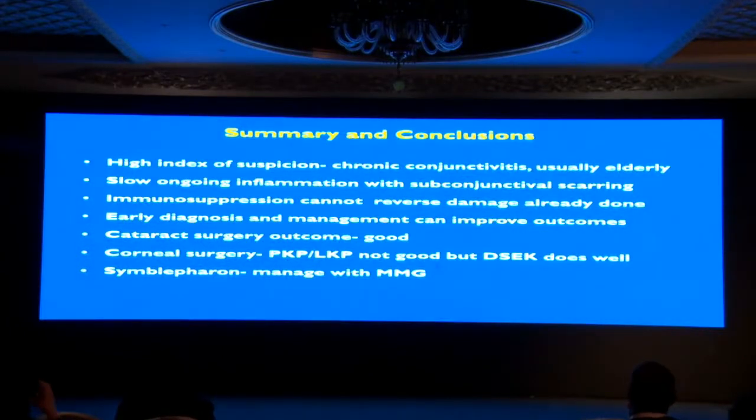So, summary, because Vinay requested us to reduce 2 or 3 minutes, so I made it 5 minutes less. High index of suspicion, slow ongoing inflammation with subconjunctival scarring, immunosuppression cannot reverse what has already changed, and early diagnosis. How do you make the early diagnosis? Either you are clinically very alert and have the backup of a lab that you biopsy. Otherwise, making a clinical diagnosis takes much longer.